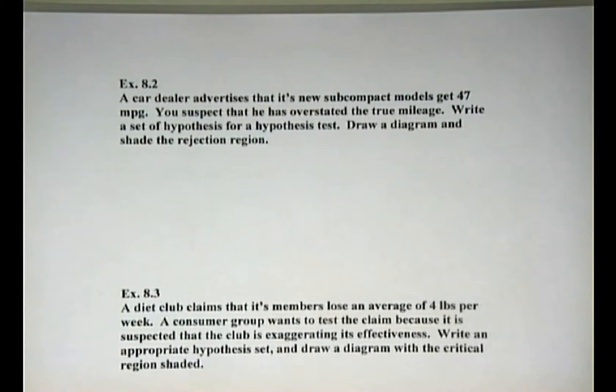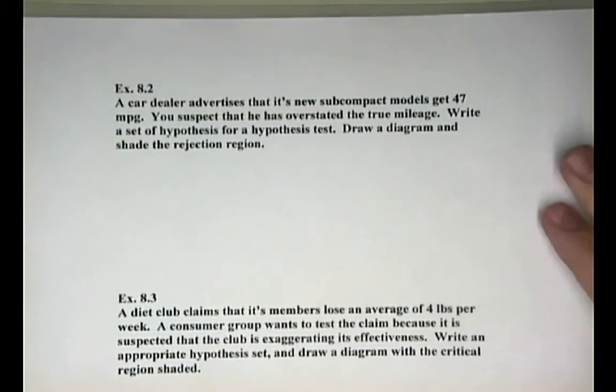In example 8.2 it says a car dealer advertises that its new subcompact model gets 47 miles per gallon. You suspect that he's overstated the true mileage. Write a set of hypotheses for a hypothesis test. Draw a diagram and shade the rejection region. So this is to also get you used to visualizing rejection regions in the critical value method of hypothesis testing.